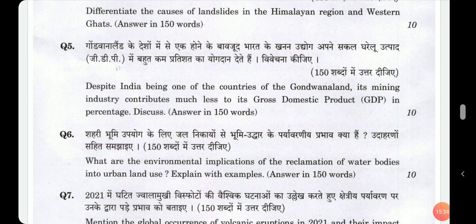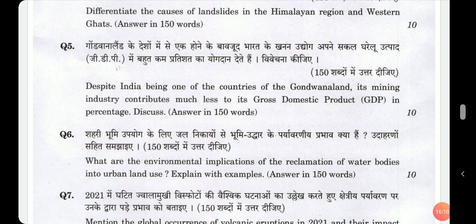Land reclamation is one of the most consequential fields of human induced environmental transformation. In this light, reclamation of water bodies into urban land use has following environmental consequences. First point, damage to water ecology. Urban land transformation leads to creation of residential commercial buildings such as houses, restaurants around water bodies, causing degradation of water ecology and influx of nutrients. For example, Dal Lake in Srinagar.